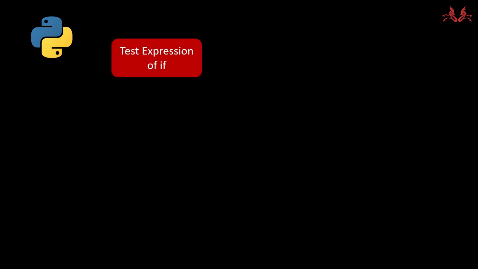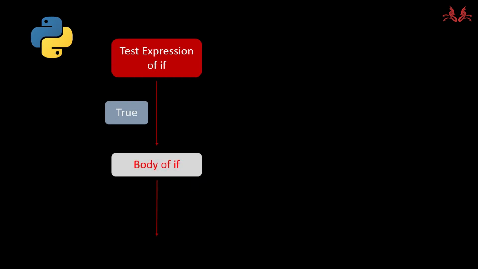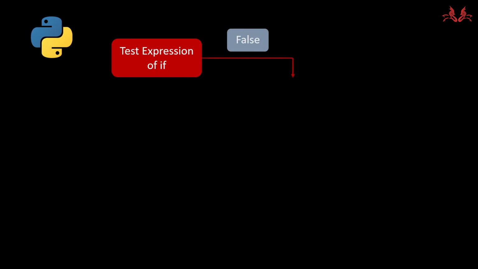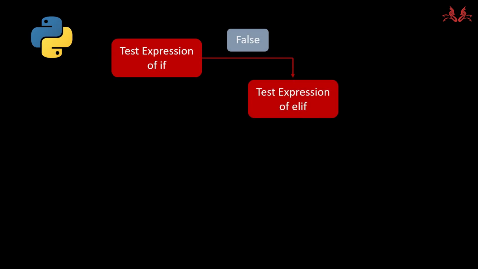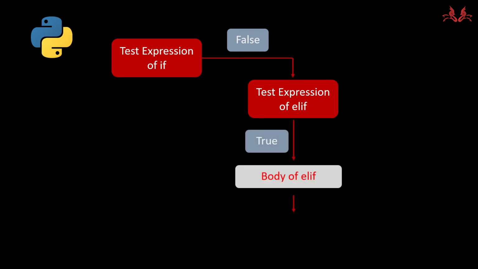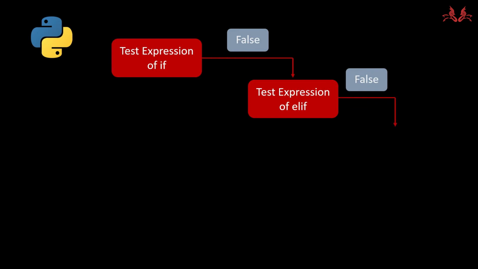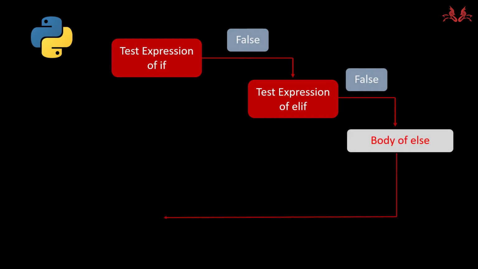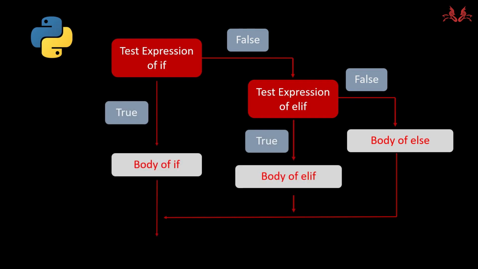Well, let's go on and take a look at the flow control of elif. At first, in the same way, the program will evaluate the test expression of if, and if it is true, it will go on to the body of if. If it is false, it will go on to evaluate the test expression of elif, and then if it is true, it will go on to the body of elif, or if it is false, it will go on to the body of else. Alright, it is the flow control of the elif structure. Let's go on and demonstrate it.